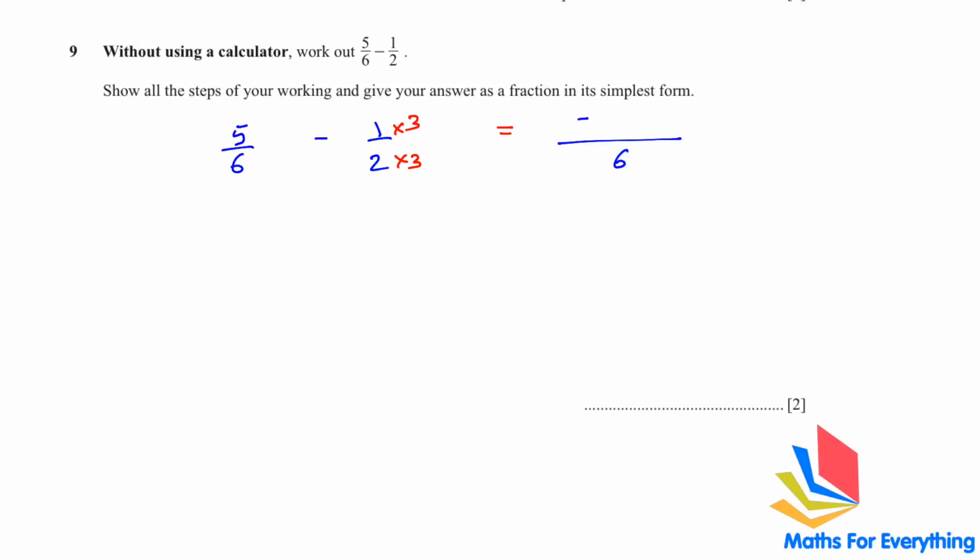So over 6: 5 minus 1 multiplied by 3 is 3. So 5 minus 3, 2 over 6. Put this in the calculator, you will get 1 over 3.